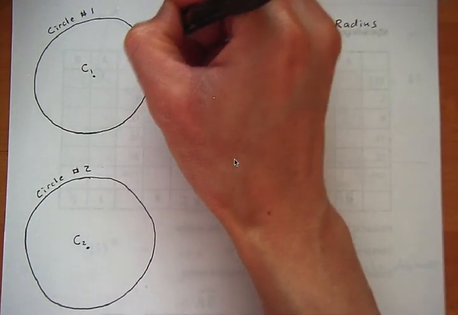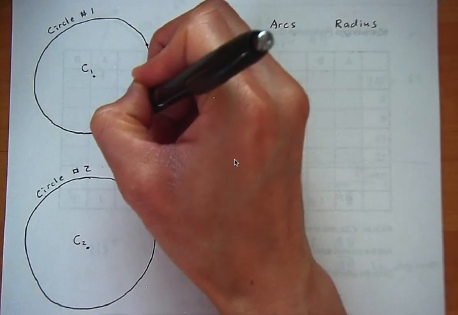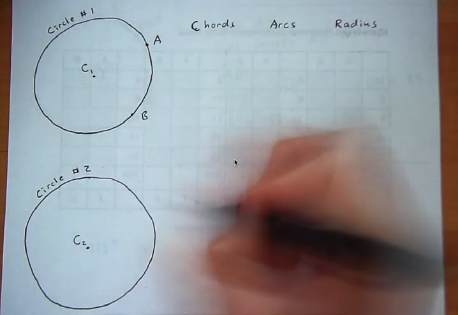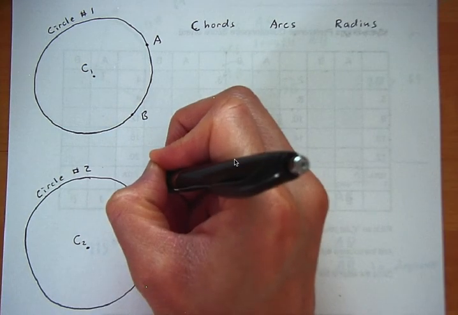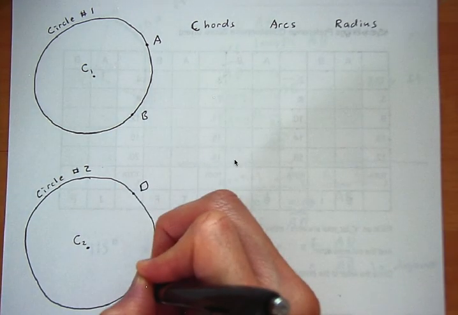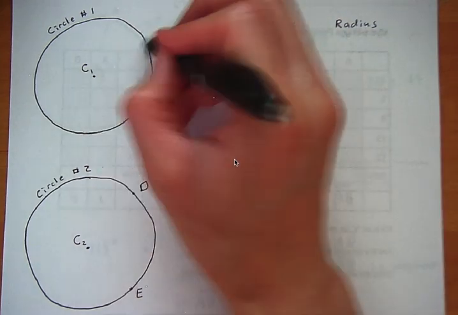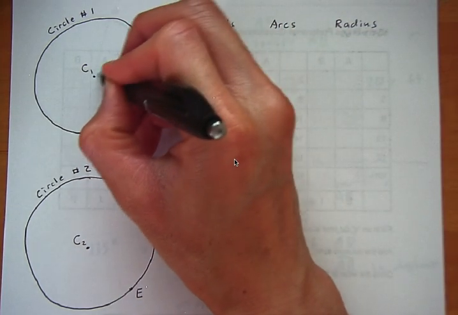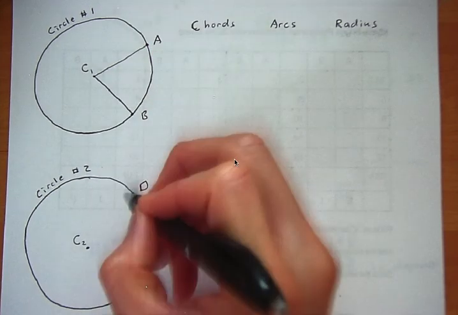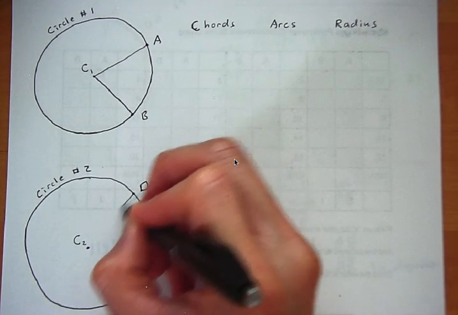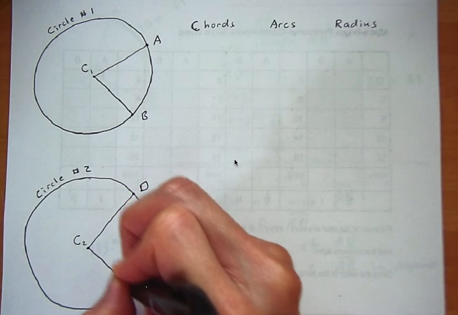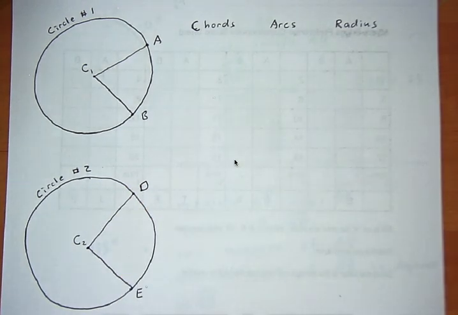So I'm going to call this A, we'll call this B. Over here, this will be D, and E. Okay, and let's connect these. And reminder, I'm not very good at drawing, so pretend they look the same, more or less.